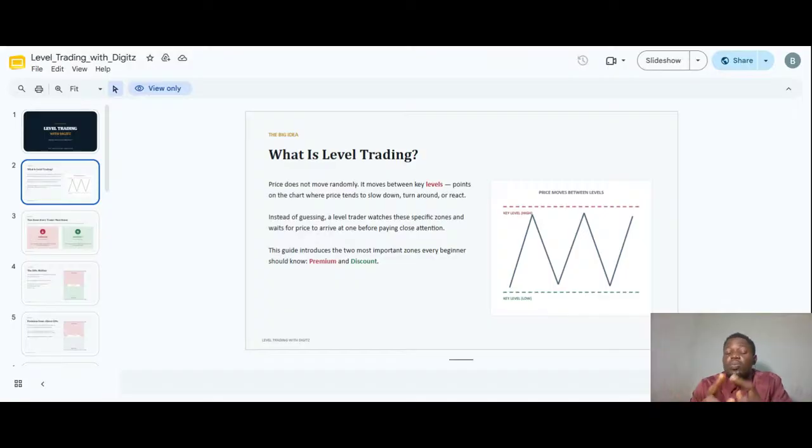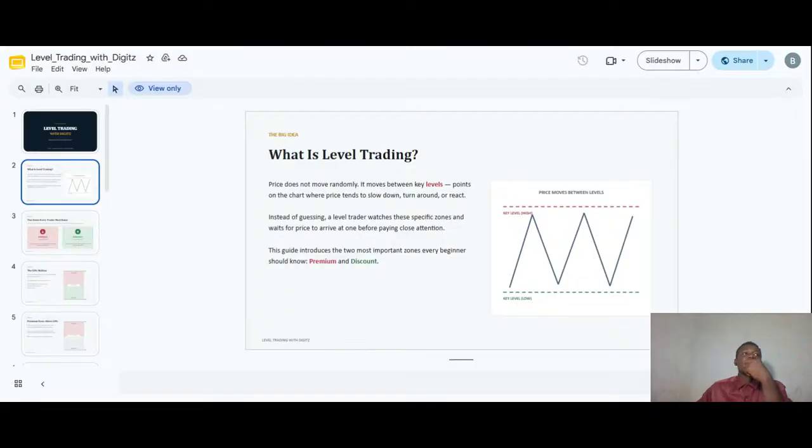Price does not move randomly. Price doesn't just go anyhow, it doesn't just go up and down, up and down. Price actually moves between levels. That means there is a particular point price hits before it reverses, before it goes up. These levels are points on the chart where price tends to slow down, turn around, or react.